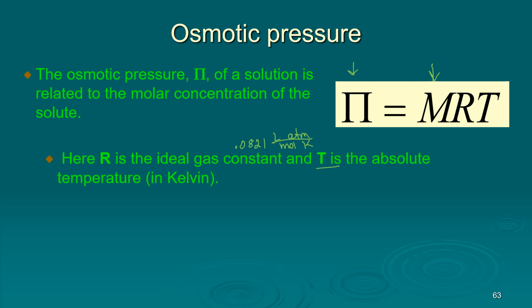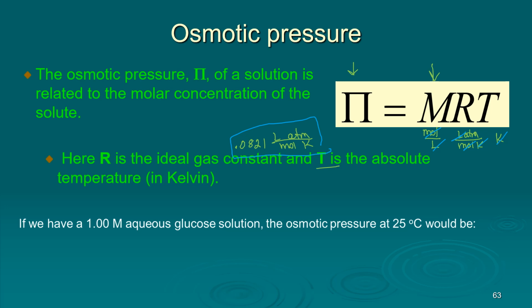If you look at that, this is moles per liter, and this is liter atmosphere per mole Kelvin, and this is in Kelvin. So if you see what happens, Kelvin will cancel, moles will cancel, liters will cancel, and notice that pi, which is the pressure, will be in atmospheres. So atmospheres will be your unit for pressure. You can convert it to other pressures, but it has to be in atmospheres when you're using this equation because R is in these specific units.